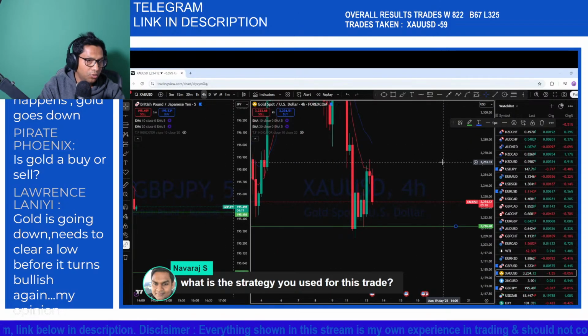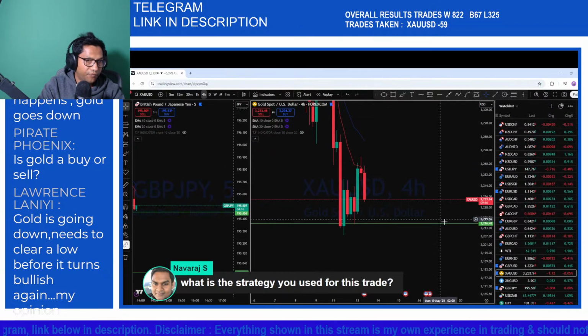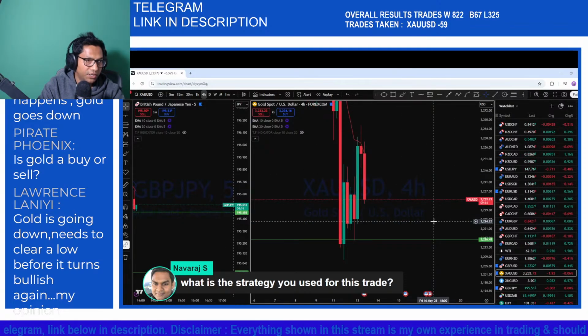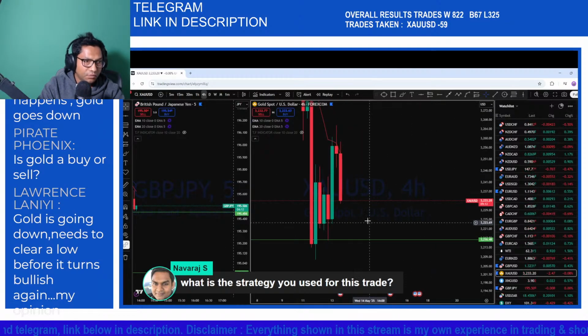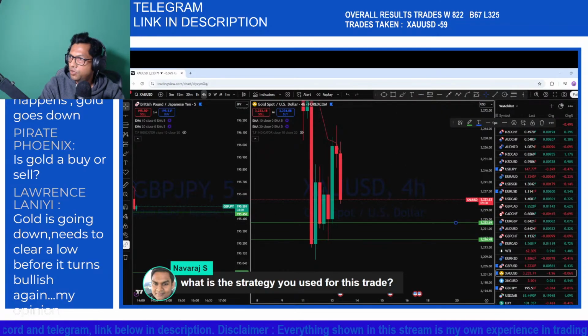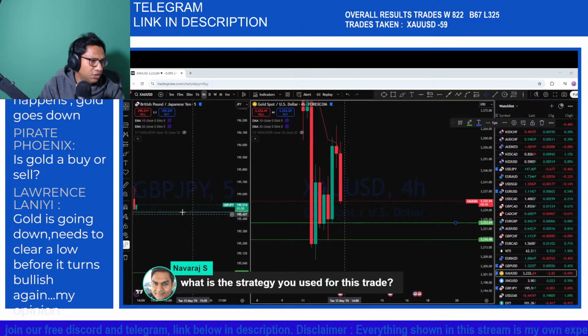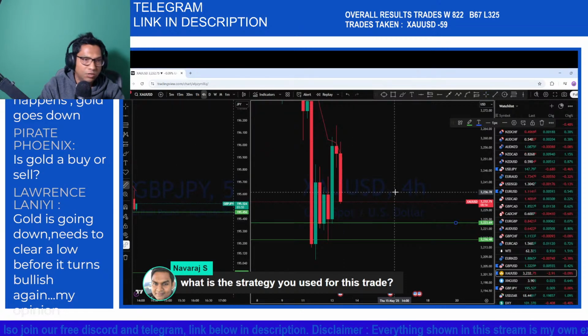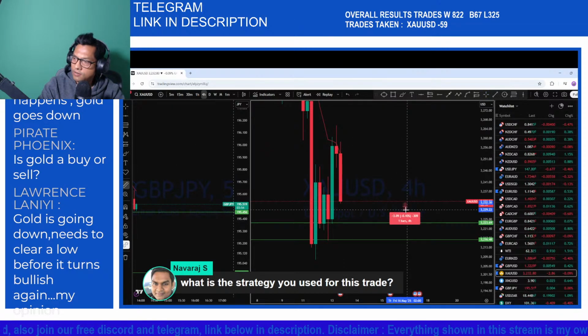So if you look at the 4 hour here, which is closing in a couple of minutes, the price may try to retest this support on the 4 hour chart. So we will look to see if there is any trading opportunity for this short term drop on the lower time frame.